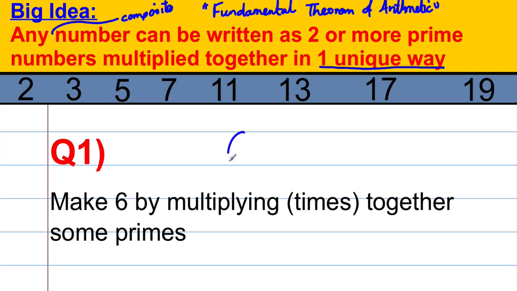Okay, 6 can be written as 2 multiplied by 3. That's the only way you can do it. You can't find any other primes that multiply to 6. So 6 is 2 times 3. It's unique. There is only one way of writing 6 as a product of primes. Try the next one. In 10 seconds, I'll tell you the answer.